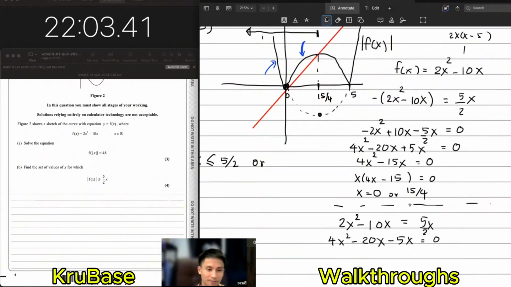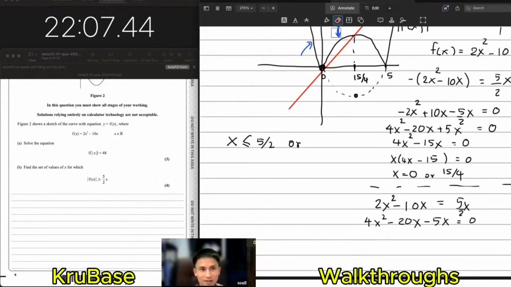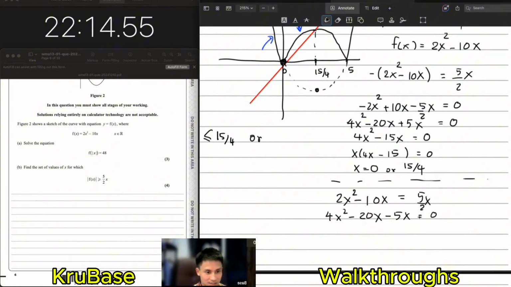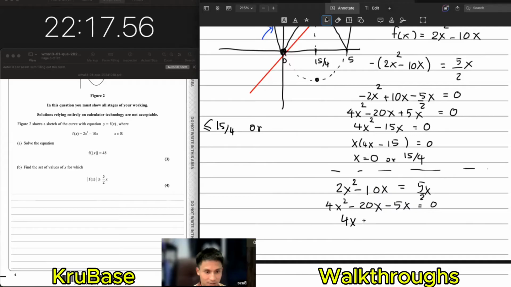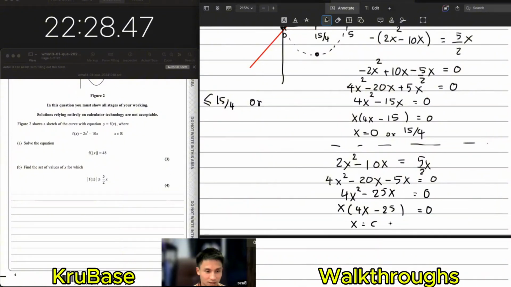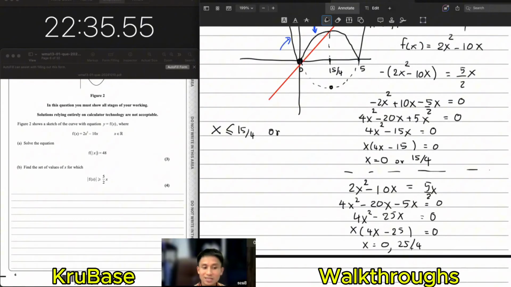All right. So again, solving, let me change that, so this is now 15/4, right? Multiplying by 2, I got 4x squared minus 25x equals 0. So again, factorizing x out, I get 4x and minus 25 equals 0. So this is now 0 and 25/4. It should be 25/4 now. This is about 6 and a bit.